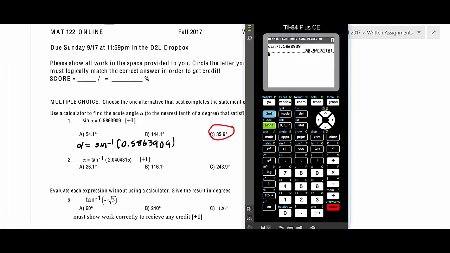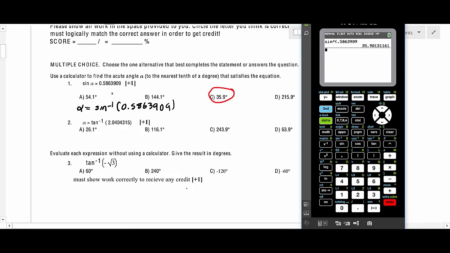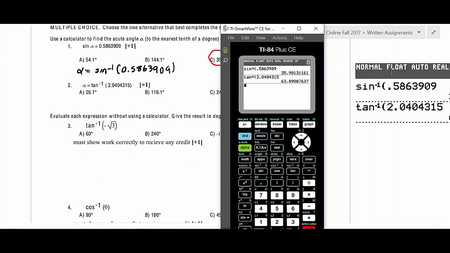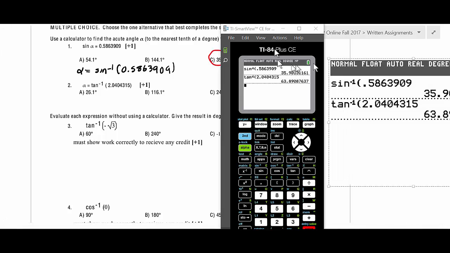Okay, so I'm going to continue with the next one here, which is done exactly the same way. You're just going to go inverse tangent, put in your number 2.0404315, and then just press enter. And that looks like about 63.9. So that one should be answer D. You want to know how to do inverse trig functions on your calculator without any problem.